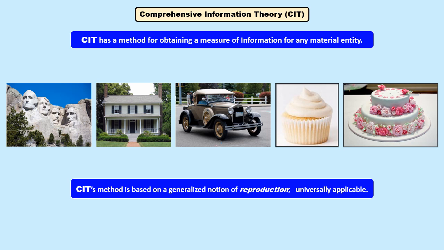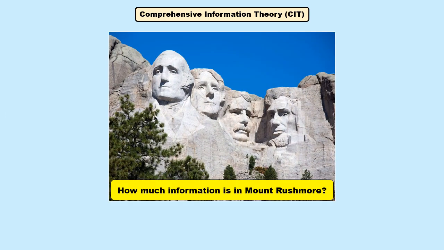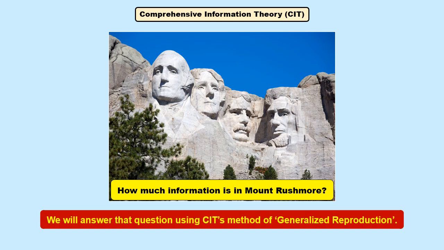Here you will get to critique and evaluate the merits, or lack thereof, of CIT's method. Other videos introduce, explain, and illustrate CIT's general notion of reproduction as a method for obtaining a measure of information. This particular video contains an application of that method, specifically aimed at answering the question, how much information is in Mount Rushmore? Terms and concepts that have been introduced in other videos will be used freely, with perhaps a brief note or reference. If you have questions or comments, please feel free to submit them. Alright, let's get started.